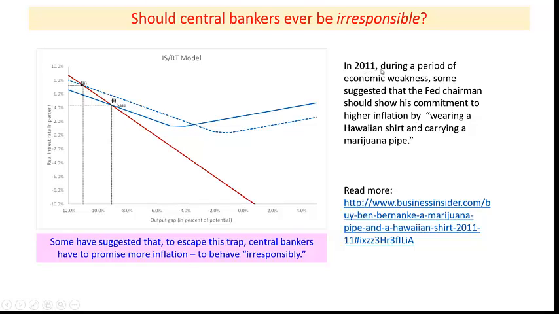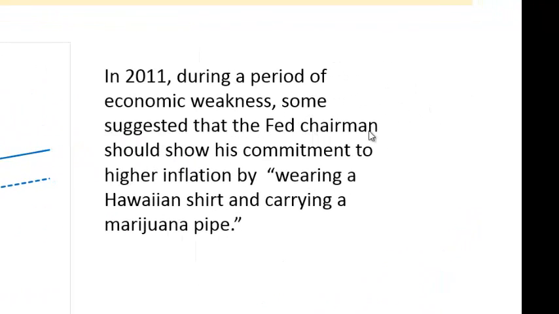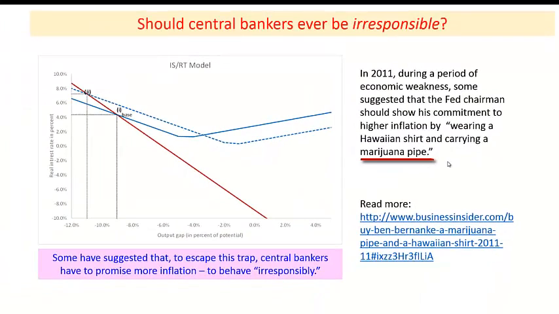In 2011, during a period of some economic weakness, in the popular press, someone suggested that the Fed chairman, then Ben Bernanke, needed to show his commitment to high inflation. He needed to signal, as it were, his irresponsibility by wearing a Hawaiian t-shirt and carrying a marijuana pipe while conducting monetary policy. This was, of course, a facetious suggestion, but it does point up the problem here, that central bankers can have difficulties in convincing the public that they want to have more inflation. But that's precisely what we need to do sometimes when we face falling inflation expectations under the zero lower bound. We want to avoid this vicious downward spiral.